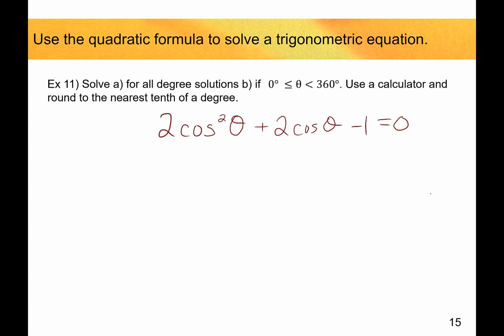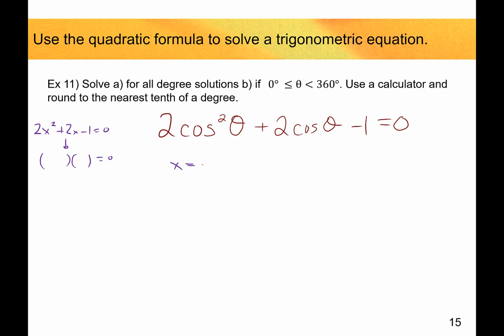Alright, this one, let's go with it here. Solve for all degree solutions. Now we're looking for degrees. Use a calculator around to the nearest tenth of a degree. So you could try to factor, and as you try to factor this from algebra, you can't. It's almost like factoring this, like here, 2x squared plus 2x minus 1. You can try this, and in fact, if you really want to, try this at home. See if you can factor down into this little piece right here, and the answer is going to be you can't. So we're going to have to use the quadratic formula.